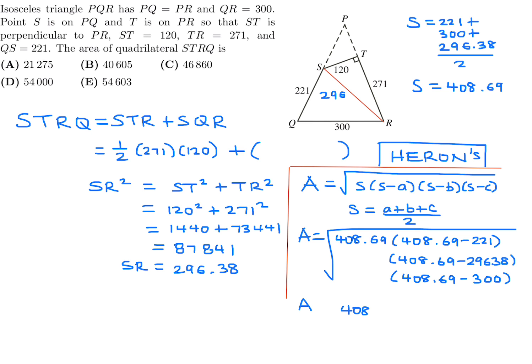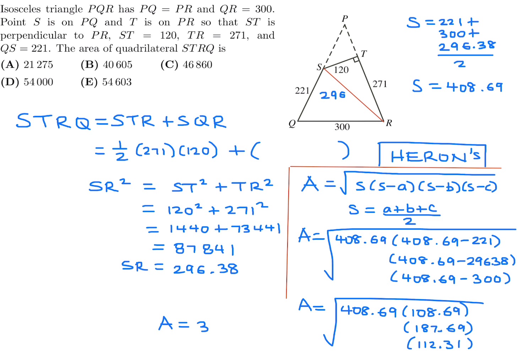So this is going to be 408.69 times 187.69 times 112.31 times 108.69, all under the square root sign. And when you crunch out these numbers, you get A is equal to 30600. You should get an exact value if you had used multiple decimal places.